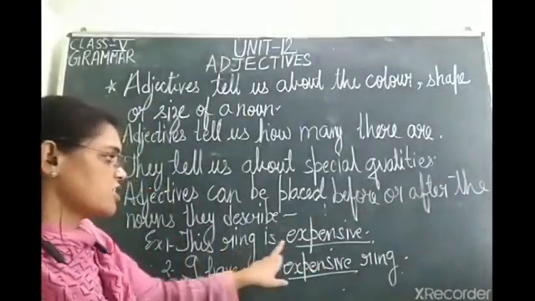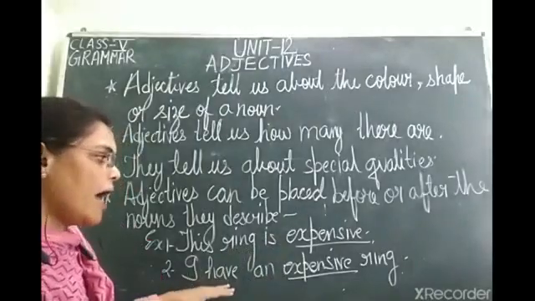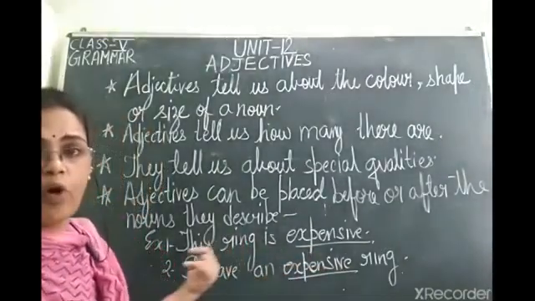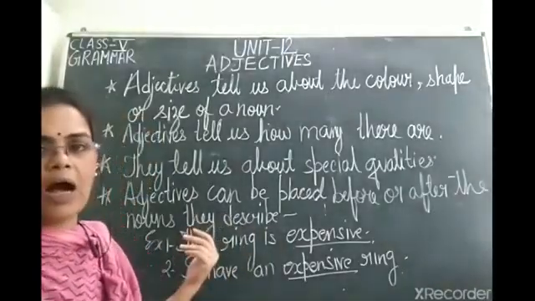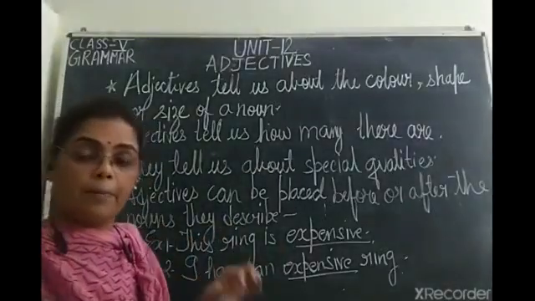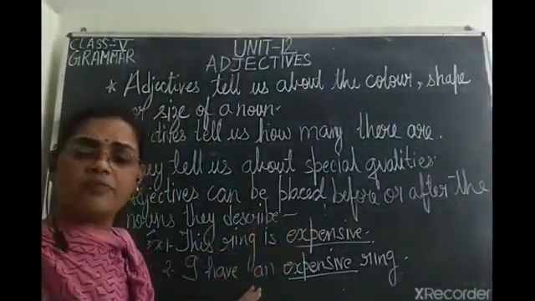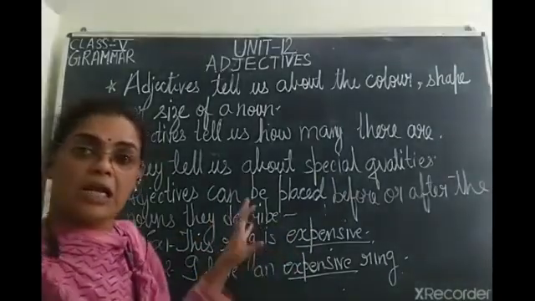The ring is expensive. Over here, the adjective has come after the noun. And in the second sentence, I have an expensive ring. Here, the adjective has come before the noun. So, it can be placed before or after the noun. But keep in mind that whether it is before the noun or after the noun, its quality is that it describes the noun.